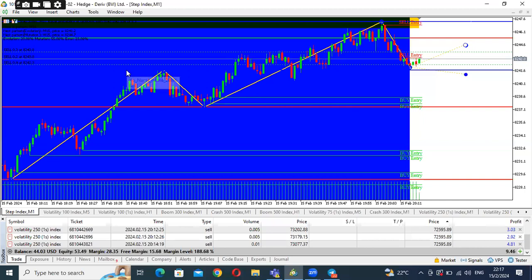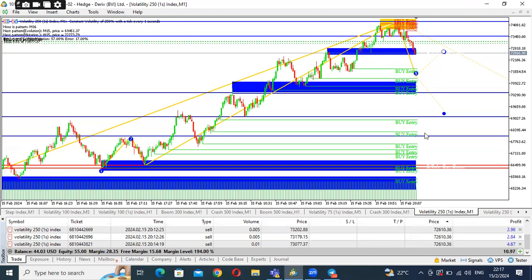Let me check step index on M1. This is M1. The reason why step index is playing around in this area is because of this node. There's gonna be a resistance, obvious. So on V250, let me check on V250. V250 is about to reach the buy zone area whereby it is going to retrace a bit, but we can still hold it.